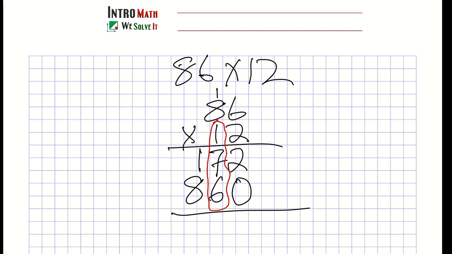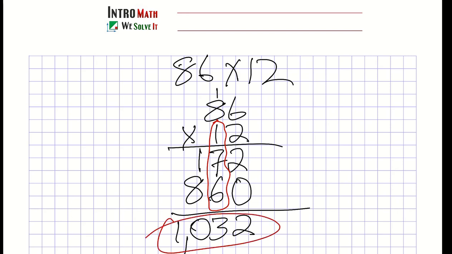Okay, so now that you've done this, you add things up, right? 2 plus 0 is 2. 7 plus 6 is what? It's 13. You write 3 down and carry 1. 8 plus 1 is 9. Plus 1 is 10. See? We're done. So this is 1032.